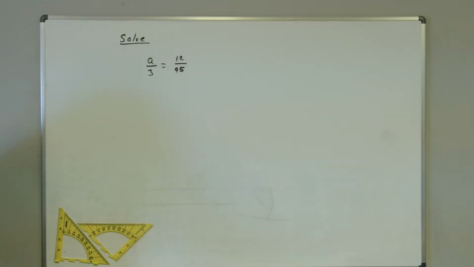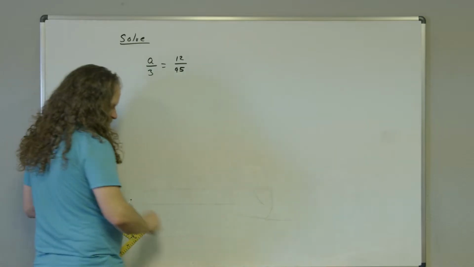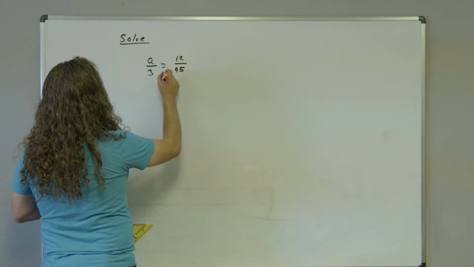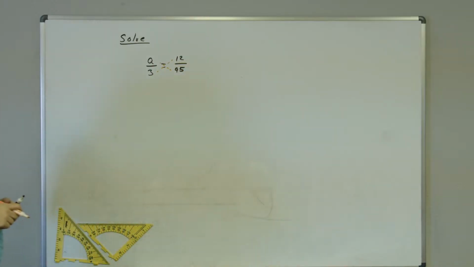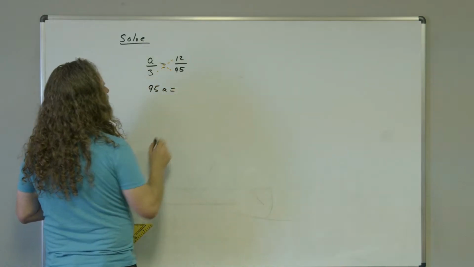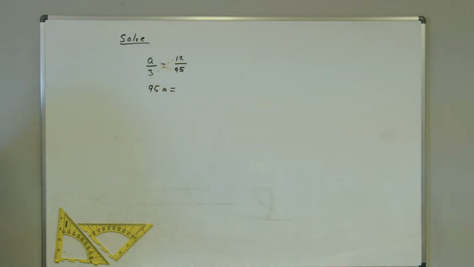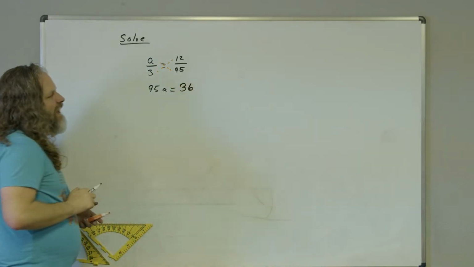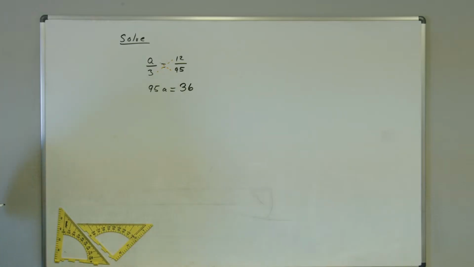What should we do? We should cross multiply, because it's an equal sign, not a times. That's right. What's a times 95? 95a. What is 3 times 12? 36. Now what? Divide sounds good.